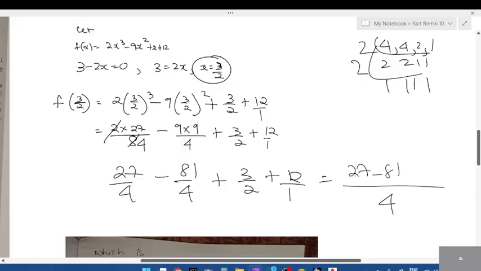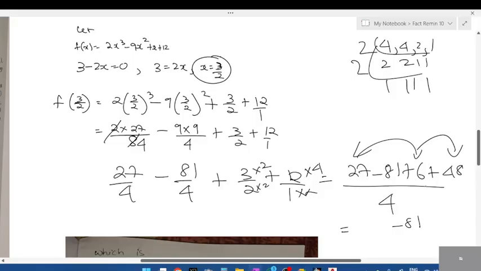27 minus 81 plus 6 into 4, plus 12 into 4 is 48. Add this 27 minus 81. What did you get? Okay, keep minus 81 as it is. First add all the positive numbers. 27 plus 6 plus 48.